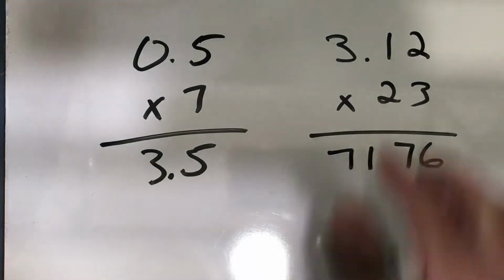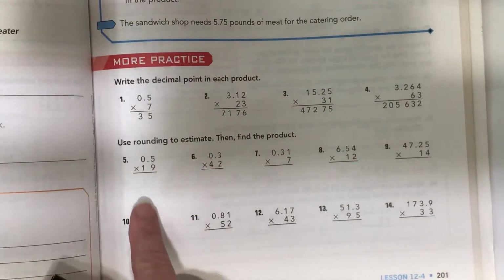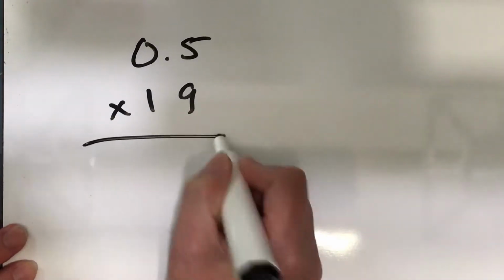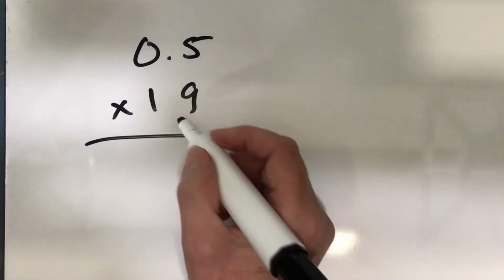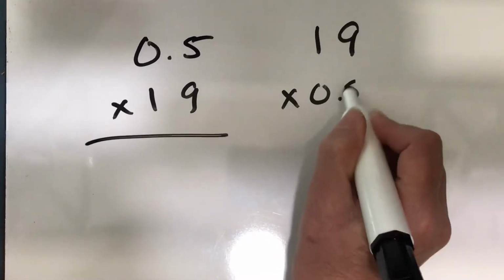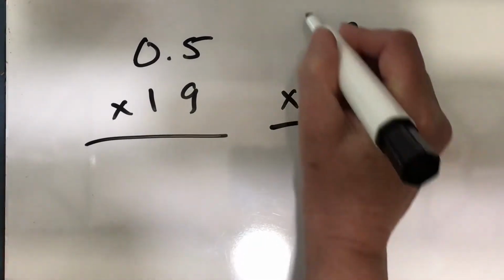Okay, so let's go down to number 5 through 14 where you actually have to multiply. It says to round, you don't have to round. I'm just going to show you how we're going to multiply. So on number 5, we have 5/10 times 19. Okay, they have it written this way, 5/10 times 19. Well, you can do it this way, or you could switch it to 19 times 5/10 using the commutative property.